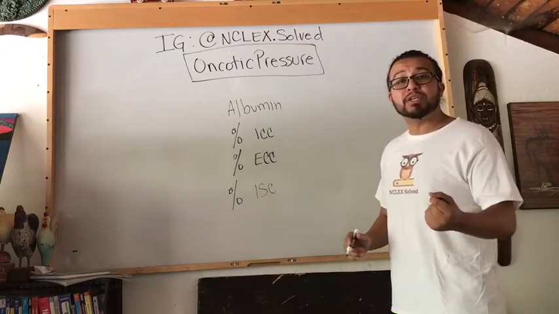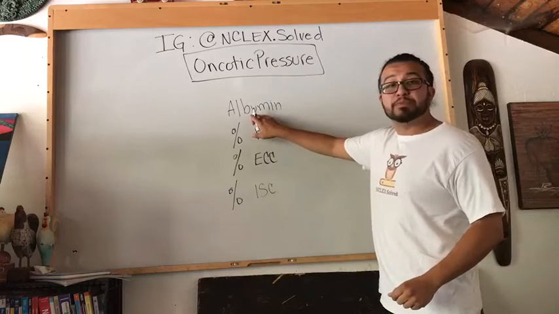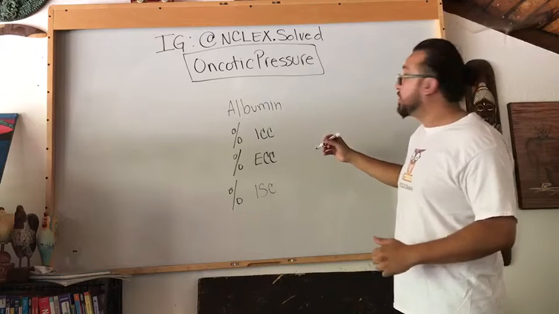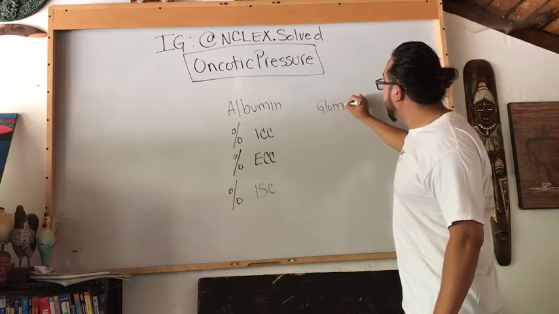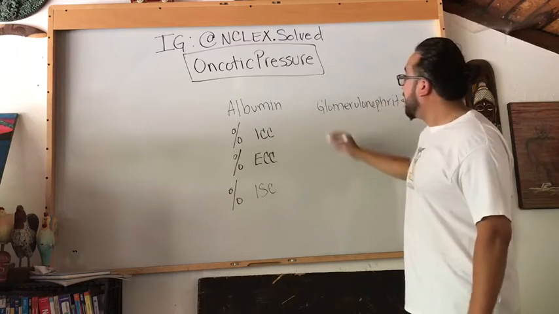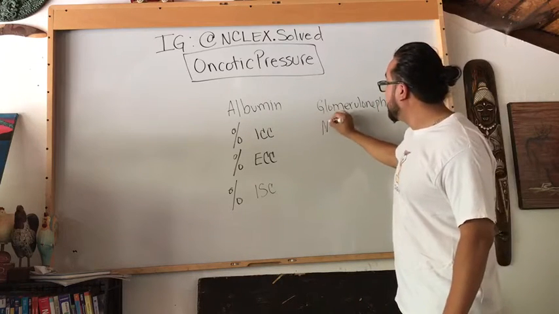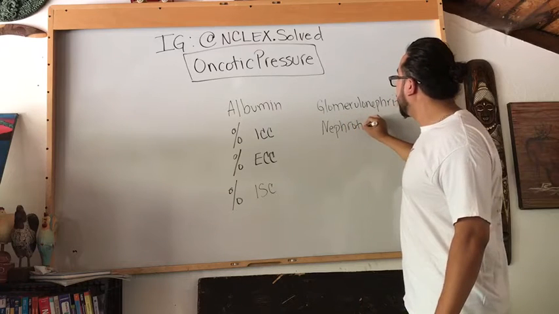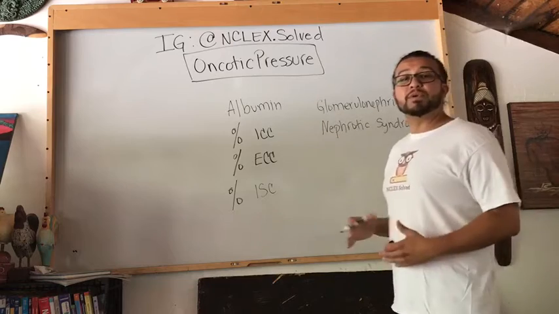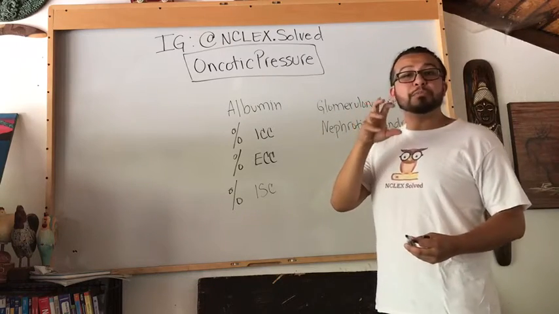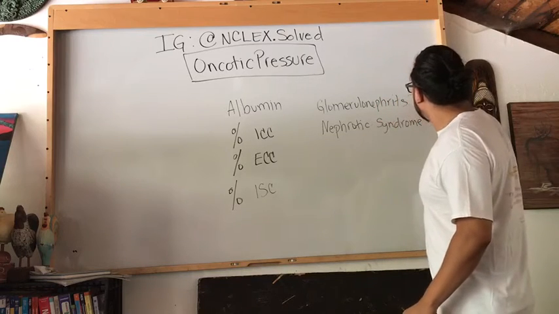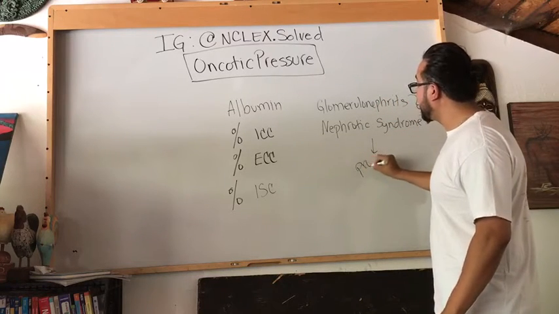But there are a few conditions where the body either loses proteins or cannot manufacture them. An example of a few of those conditions would be glomerular nephritis. Another condition that affects the kidneys would be nephrotic syndrome. Both of these two conditions, folks, change the permeability of the glomeruli. So what ends up happening is we develop proteinuria.